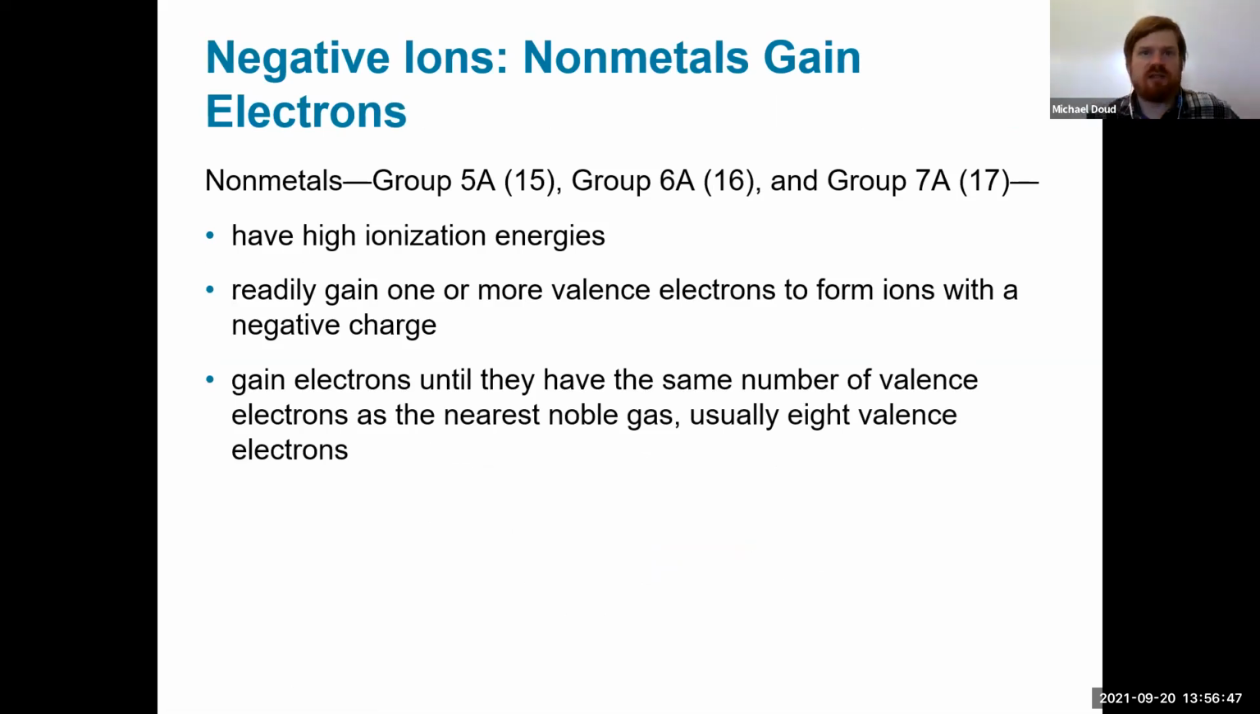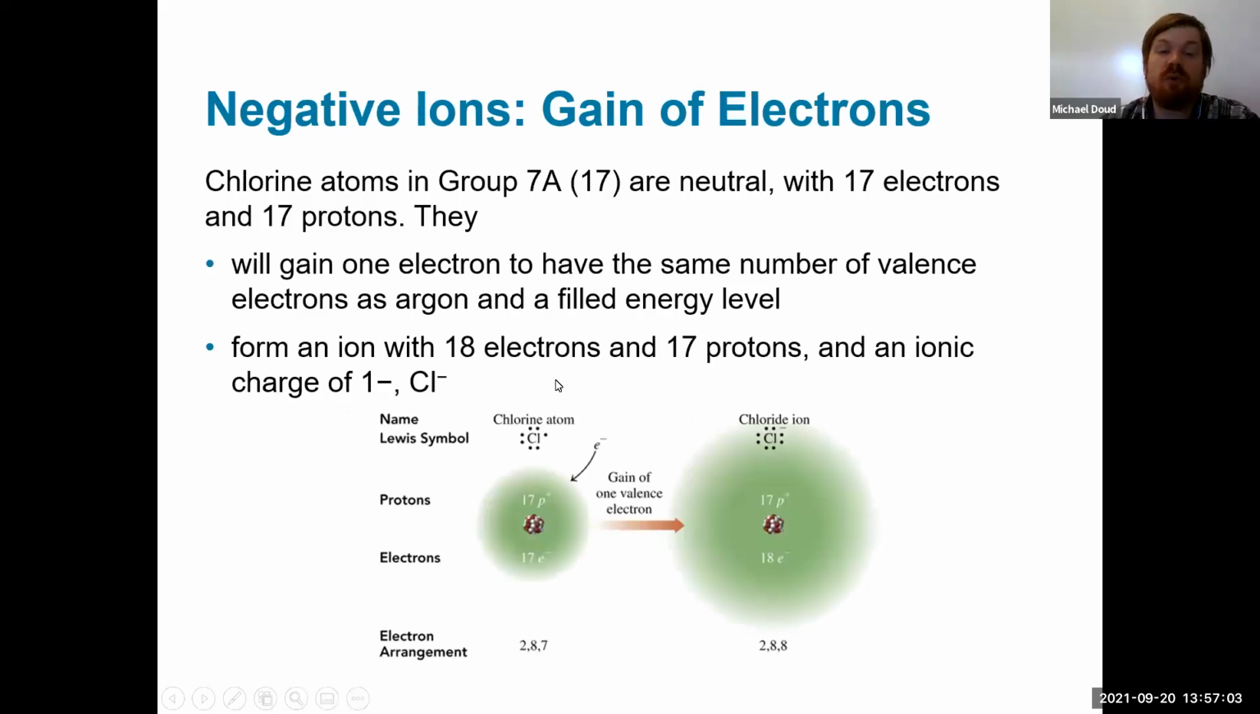Now, nonmetals, on the other hand, have very high ionization energies. So they don't want to give up their electrons to form positively charged ions. Instead, they're going to gain electrons until they resemble their nearest noble gas, which is going to be 8 valence electrons. For example, chlorine. Chlorine has 7 valence electrons. And in order for it to look like its nearest noble gas, argon, it can gain 1 electron and get 18 electrons. And that forms what we call the chloride ion.